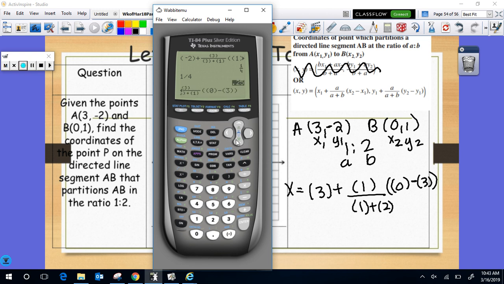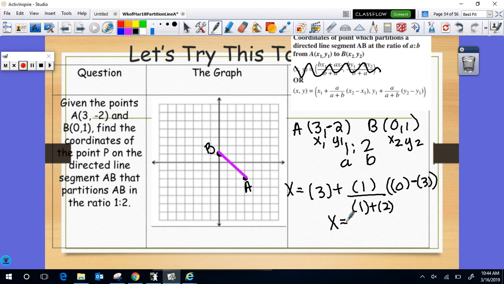So this needs to be 1. And down here is 1 and 2. And up here, this is 3, and push enter here. So the x value is going to be 2.